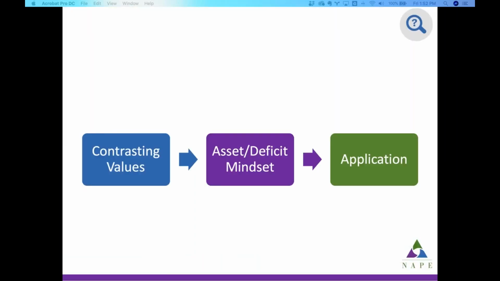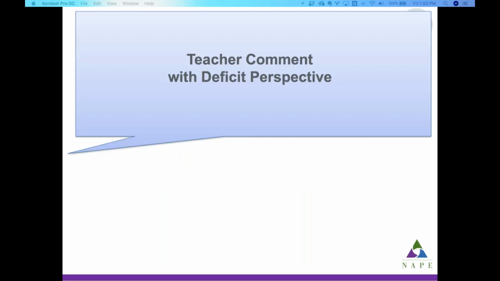So again, you've got these two worksheets of tables. I want you to look at them. We're going to merge contrasting values, and we're going to merge asset-deficit thinking for an application here. Now, I've got a few scenarios, and the scenarios are based on some characters. I'm going to introduce the student character to you, and then each of the scenarios is going to have a slide like this.